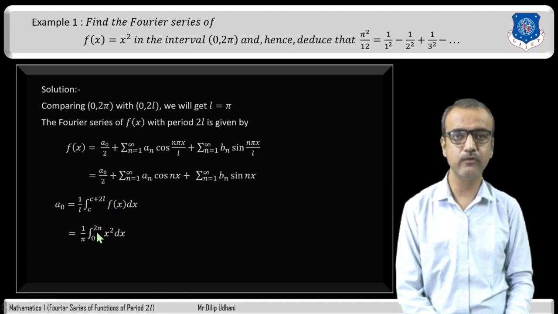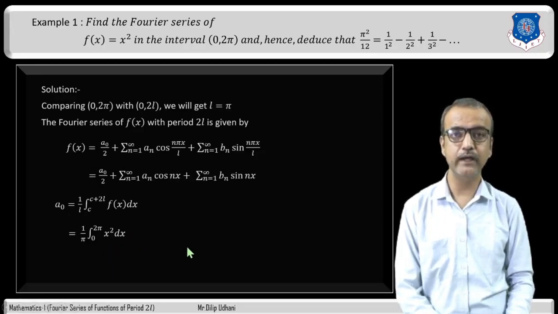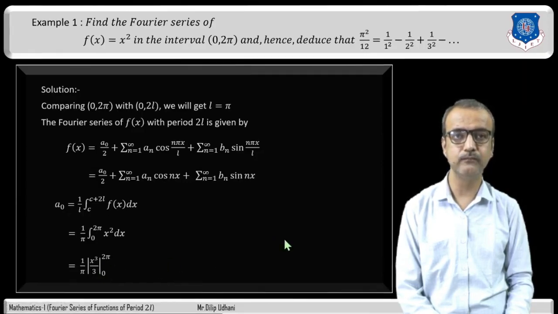So integration from 0 to 2 pi, and f of x is x square dx. Now we will integrate x square with respect to x. Now all of you know that integration of x raised to n is x raised to n plus 1 over n plus 1. So integration of x square is x cubed by 3. So 1 upon pi will be as it is, and integration of x square is x cubed by 3, and the limit is from 0 to 2 pi.